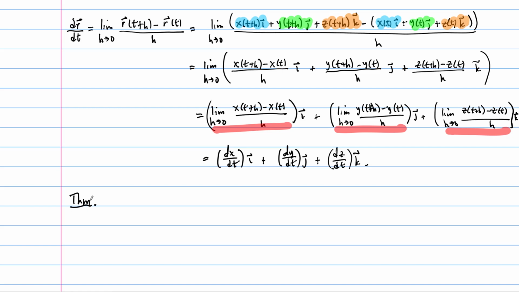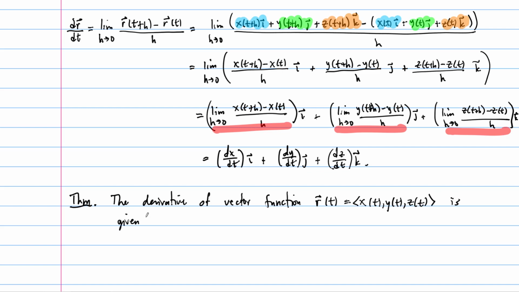THM stands for theorem here. And we'll say it this way. The derivative, we've basically just proved it, right? The derivative of a vector function r of t equals x of t, y of t, z of t is given by r dot of t, right, equals, and then we can use the dot to denote the derivatives of these since they're with respect to the parameter t. So x dot of t, y dot of t, z dot of t.